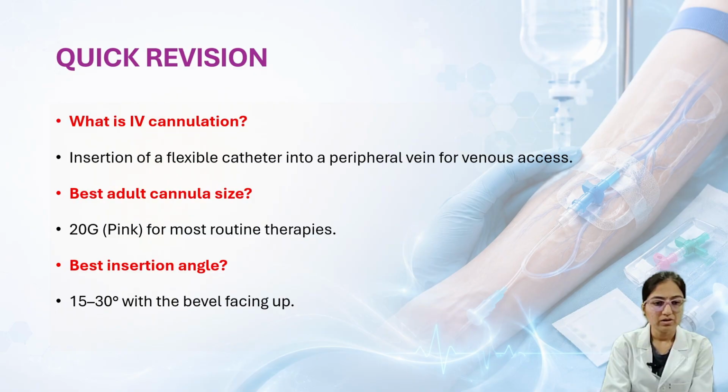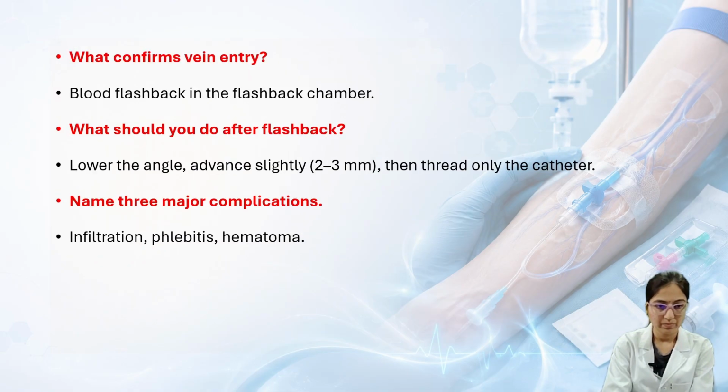We'll do a revision. Quick: what is IV cannulation? Insertion of a flexible catheter into a peripheral vein for venous access. The best adult cannula size is 20 gauge, pink color, for most routine therapies. The best insertion angle is 15 to 30 degrees with the bevel facing up. Next, what confirms vein entry? Blood flashback in the flashback chamber.